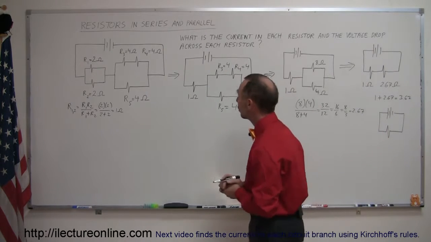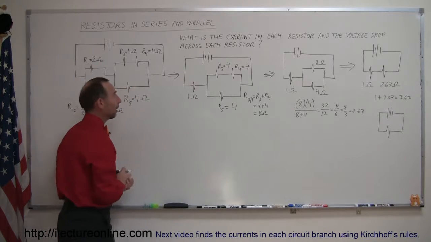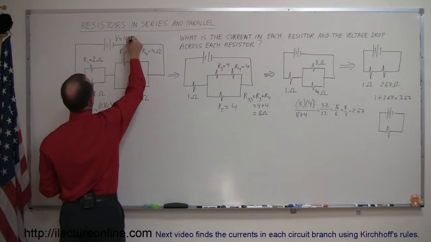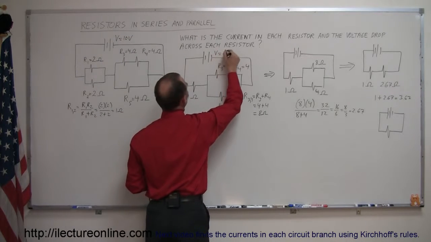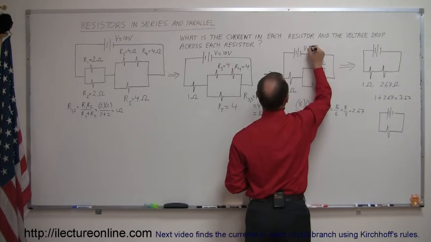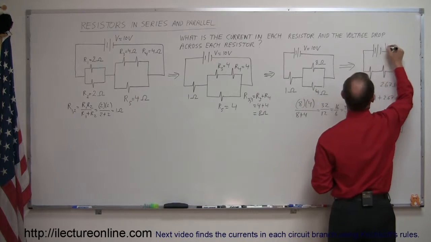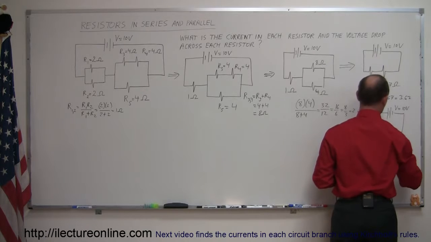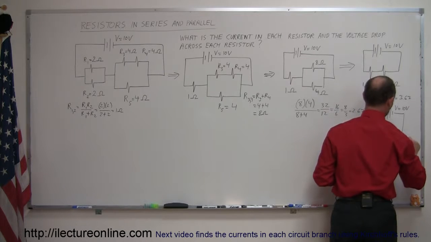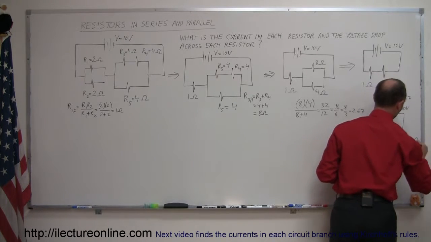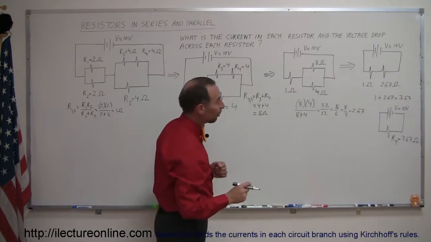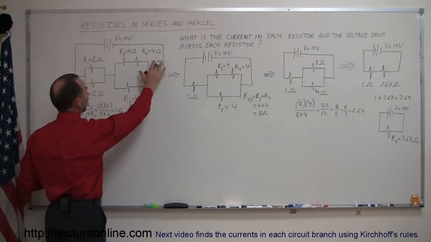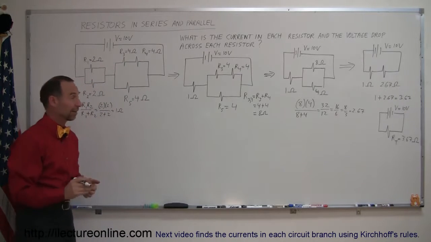Now, I need to give you a battery value here. How about a 10-volt battery? So V equals 10 volts, and R total is a 3.67 ohm resistor. So a single 3.67 ohm resistor could replace all these resistors, and you get the exact same effect in the circuit with the exact same amount of current.